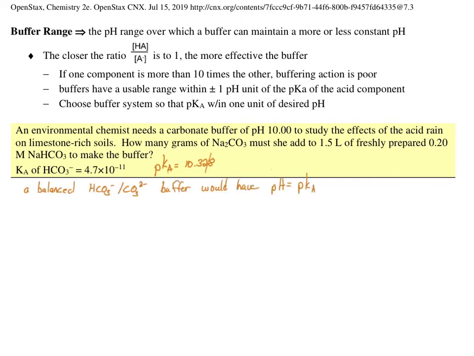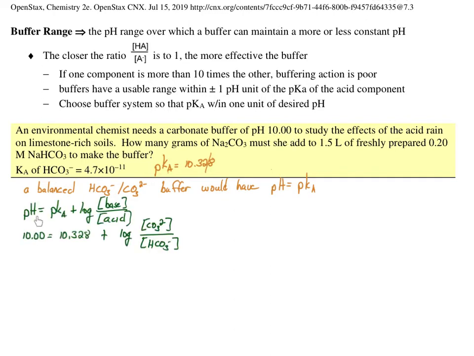Stated another way, if we had a balanced bicarbonate carbonate ion buffer containing equal concentrations of each of these ions, its pH would be equal to pKa, which in this case is 10.33. We want to adjust our ratio to bring our pH down to 10.00.